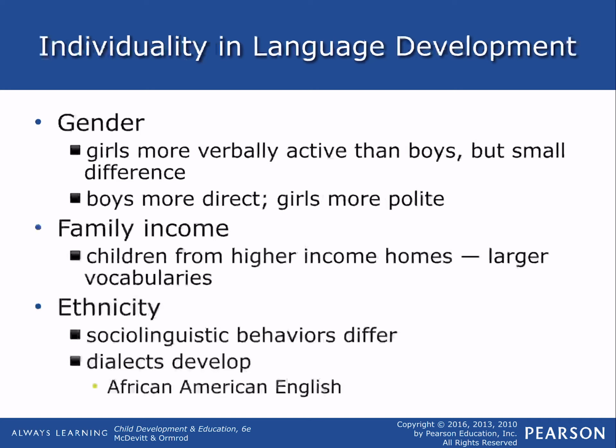Larger vocabularies in kids with higher income homes is because they're exposed to more stuff. That's all. It's resources. And then the ethnicity, the sociolinguistic behaviors.